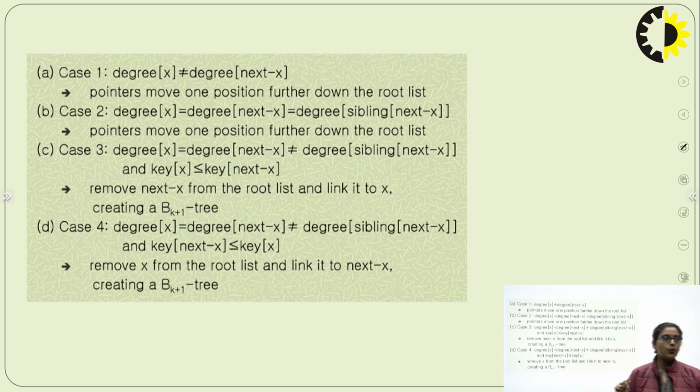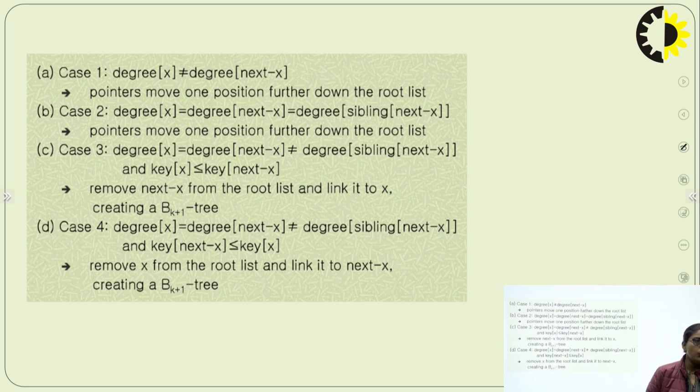In case number 2, if the first element is x, and the degree of x, the degree of next of x, and the degree of sibling of next of x, all three are equal, then we simply move forward in the root list, or the pointer goes in the forward direction.